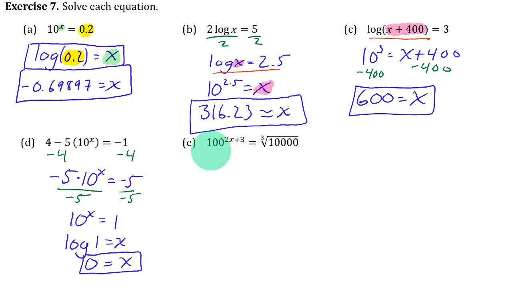All right, E is a tricky one. And the trick here is that all of the numbers, like the 100 and the 10,000 here, are all powers of 10. So we can actually use the methods of section 6.4, where we try to write it as 10 to a power and 10 to some other power, and try to make those the same. So 100 is 10 to the power 2, right? So I'm just going to replace the 100 with 10 squared.